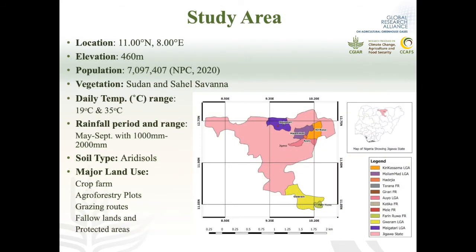Now, this is the study area description. The major land use types here are crop farm, agroforestry plots, grazing routes, fallow lands, and then protected areas. These are the land use types on which this study is going to focus.